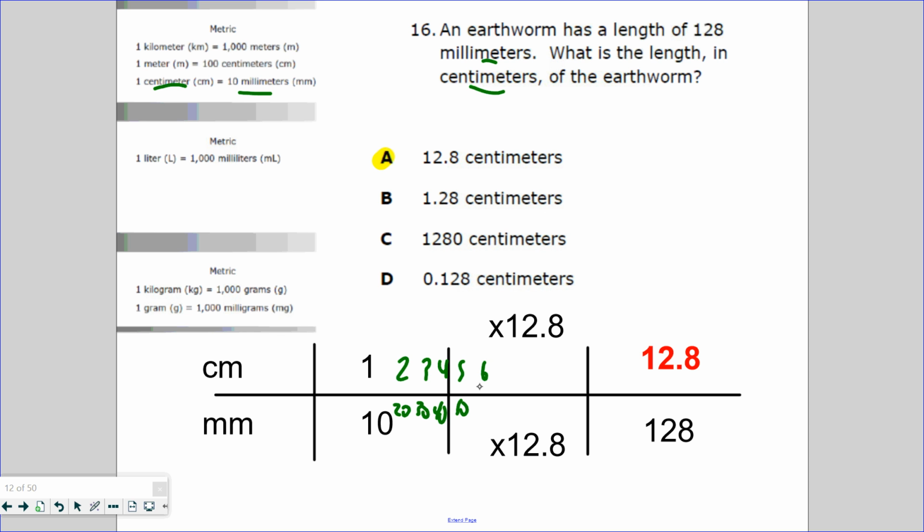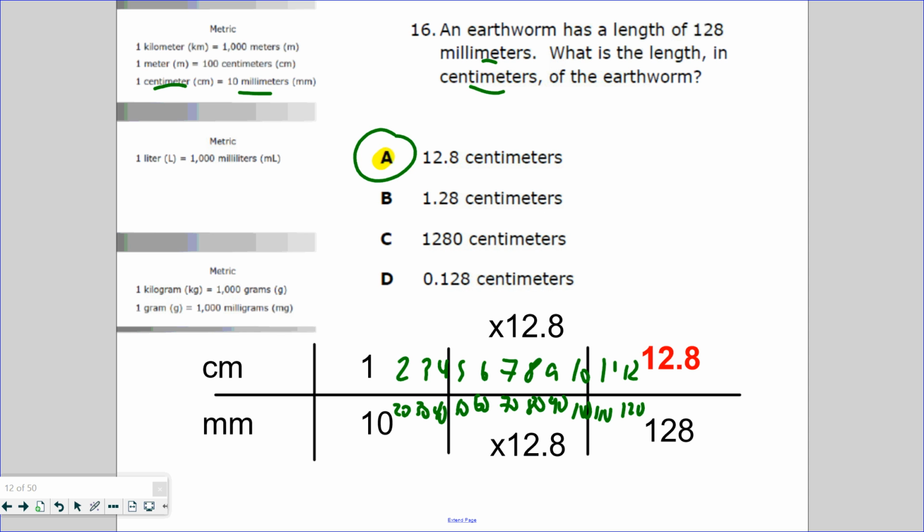5 would be 50. 6 would be 60. 7 centimeters would be 70 millimeters. 8 would be 80. 9 would be 90. 10 would be 100. 11 would be 110. 12 would be 120. Oh, wait. 128. So 120 is about 12 centimeters. A makes most sense.